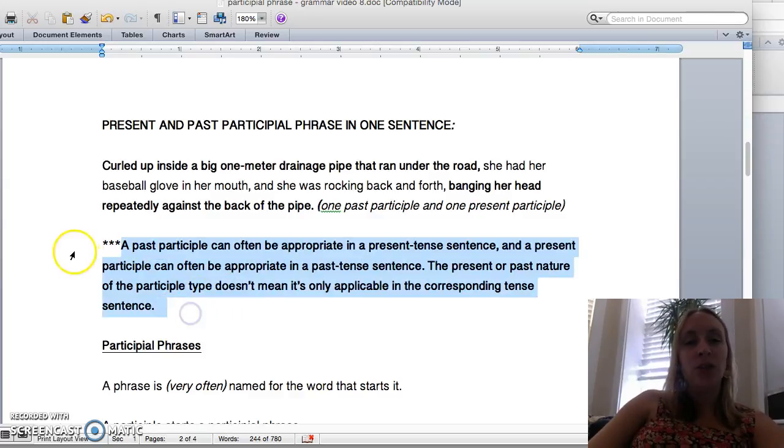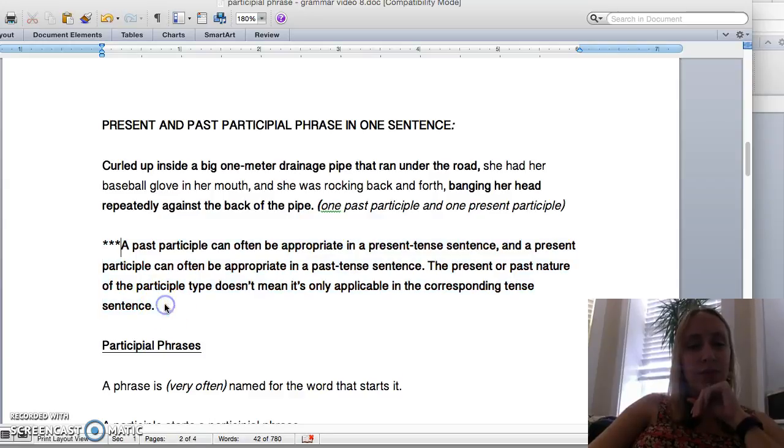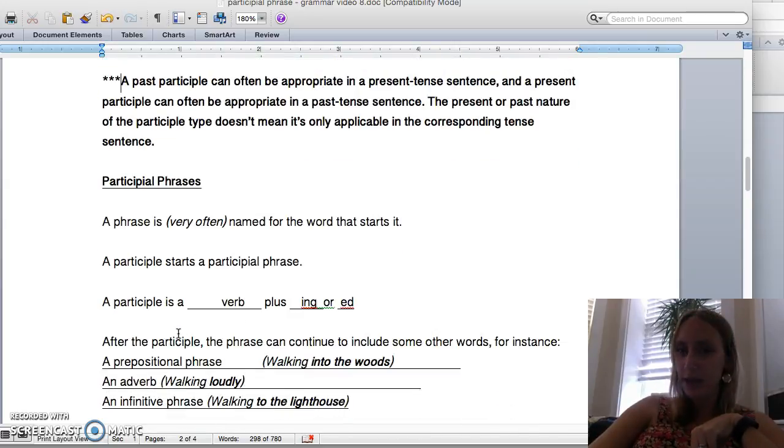This is useful. So a past participial phrase can be in a present tense sentence, and a present participial phrase can be in a past tense sentence. Present or pastness of the participle doesn't mean that it's only applicable in the corresponding tense sentence. It's more about the relation of the thing being described to itself. It has more to do with the word. It doesn't have to do with the sentence tense. It'll sound right to you or incorrect to you, most likely.